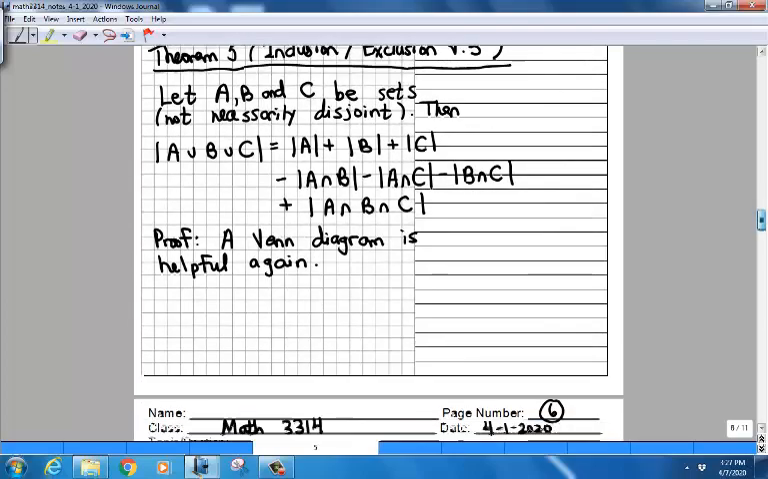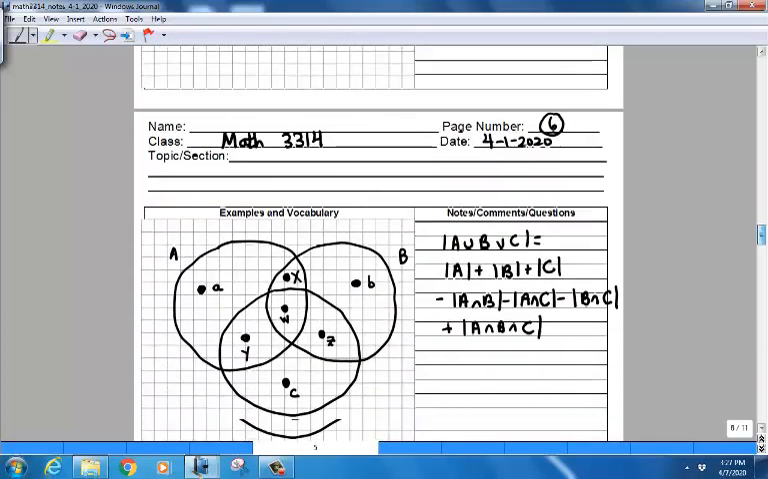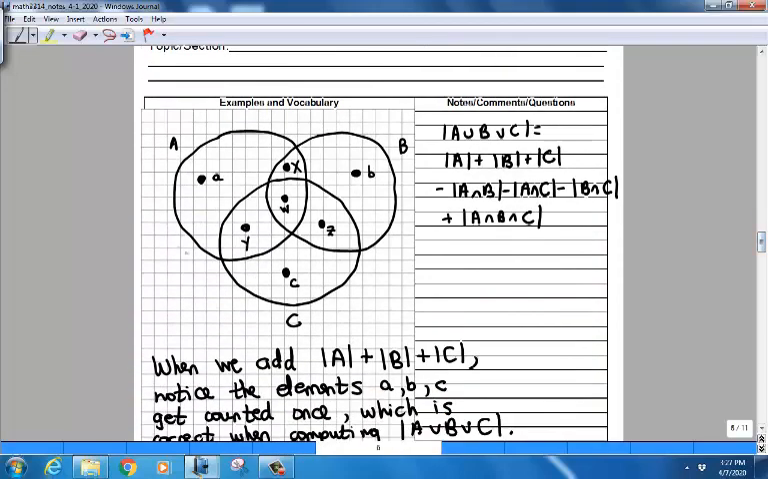So let's make a Venn diagram of the union of three sets. In typical Venn diagram fashion, I've represented these sets as big circles, and since these sets are not disjoint, they may overlap in particular ways. Here you see the intersection of A and C. This is the intersection of B and C. Here's the intersection of A and B. And right here in the middle is the intersection of all three of the sets.